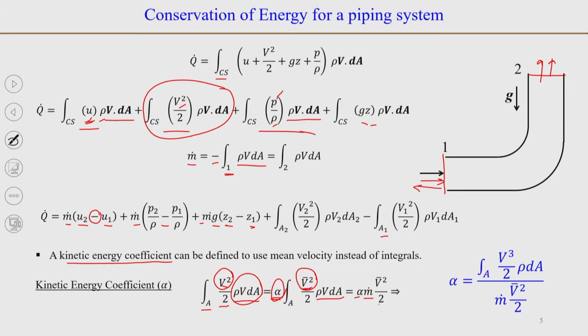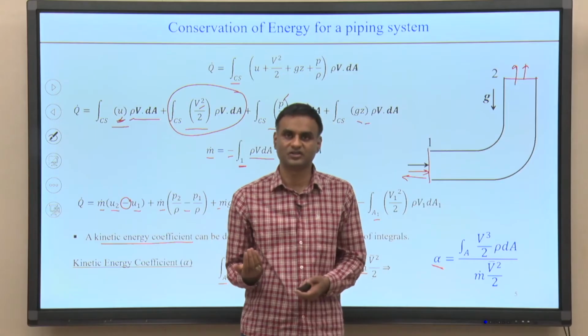So, that gives us the definition of the kinetic energy coefficient. The kinetic energy coefficient alpha is equal to the integral over the area of v cubed rho dA, divided by m dot, because rho v dA is m dot, into v bar squared by 2. So, that gives us the kinetic energy coefficient.